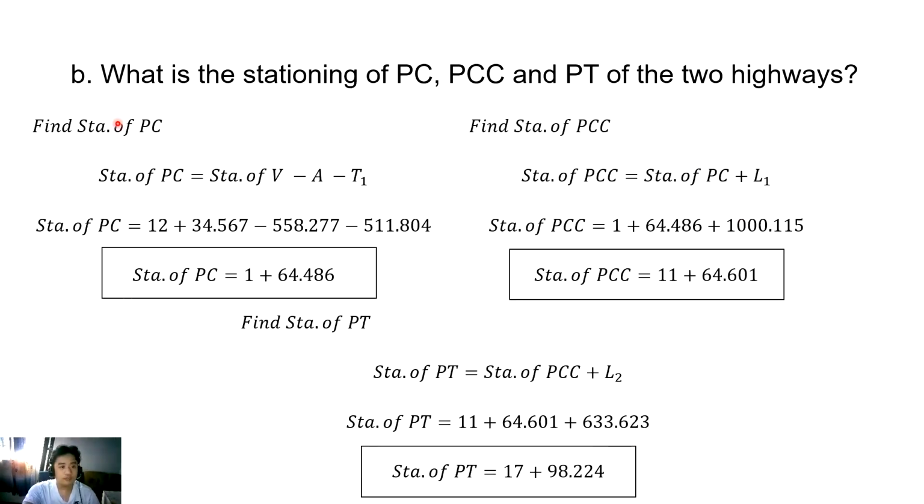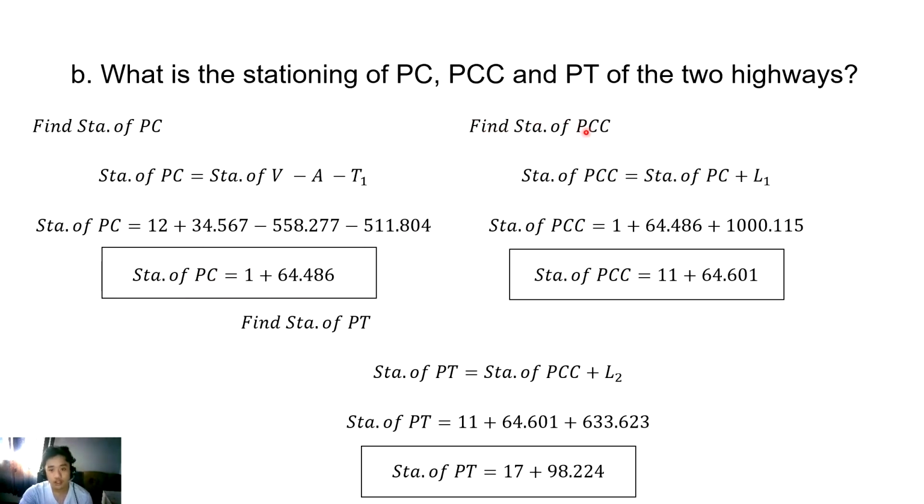For the station of PC naman, we're going to use the formula station of vertex minus A minus T1. So, substitute lang natin yan. So, 12 plus 34.567 minus yung A which is 558.277 minus T1 which is 511.804. So, we'll get station of PC na 1 plus 64.486.